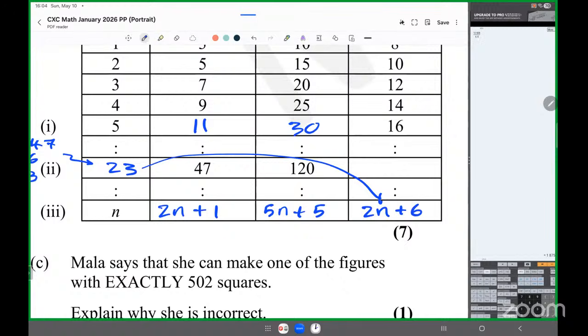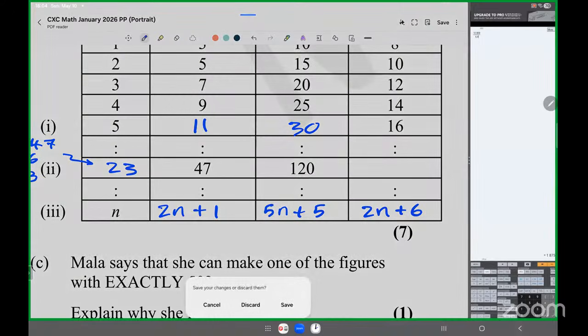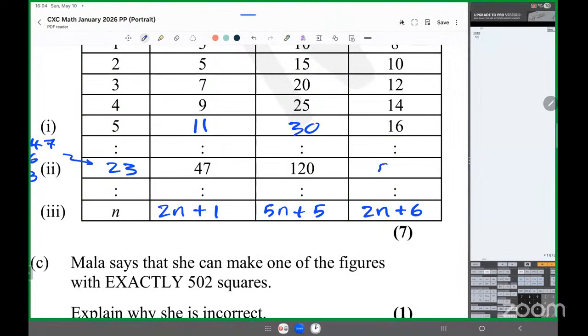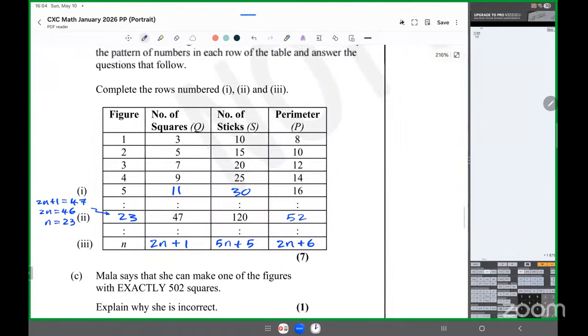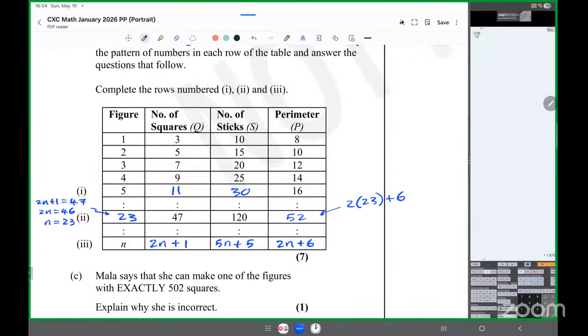Let's put the 23 on this now. 2 times 23 is how much? 46 plus 6 is how much? 52. So the value over here is 52. All right. And to get that value, we just put the formula on it. So we did 2 times 23 plus 6. Just to show we got that value. And the table done, right?